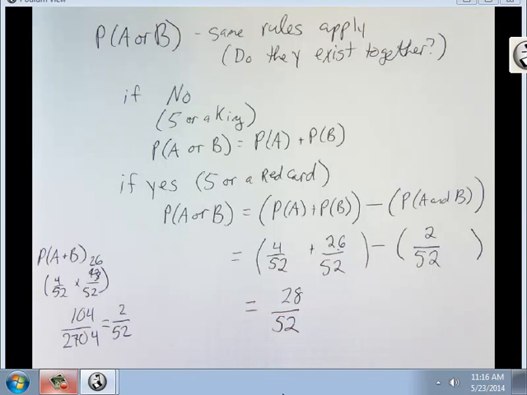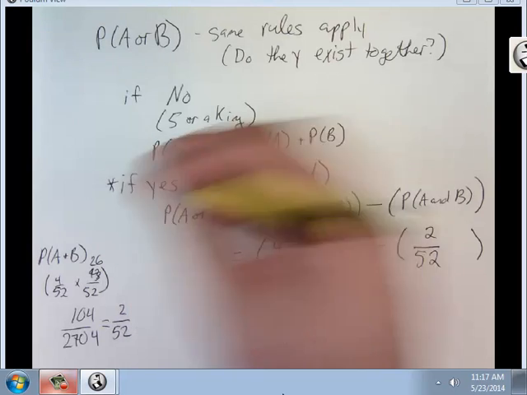So the key is to think of the sample space. Think of the outcomes that could possibly happen. If they exist together, you do it this way. If they don't exist together, you do it this way.